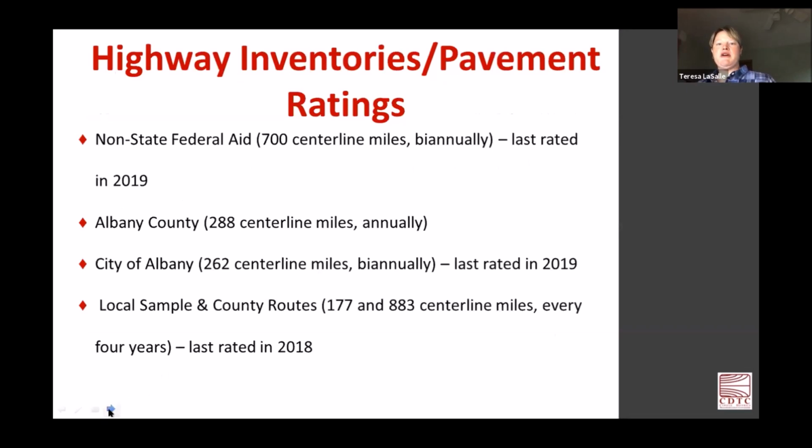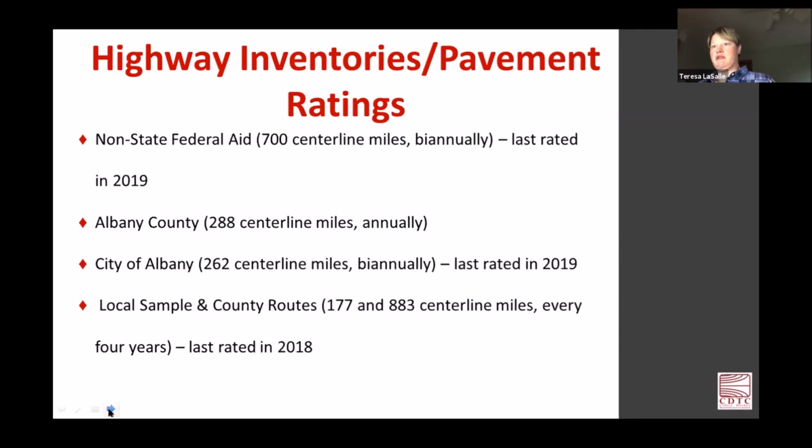So Jacob talked a little bit about non-state federal aid versus local. So we have 4 inventories, or really 5 that we do. The biggest one, as far as centerline miles, is our non-state federal aid, 700 centerline miles. We do that biannually, and those were last rated in 2019.